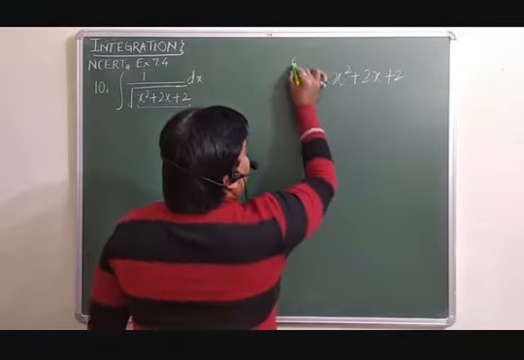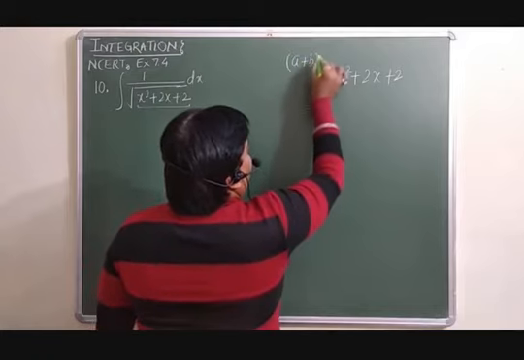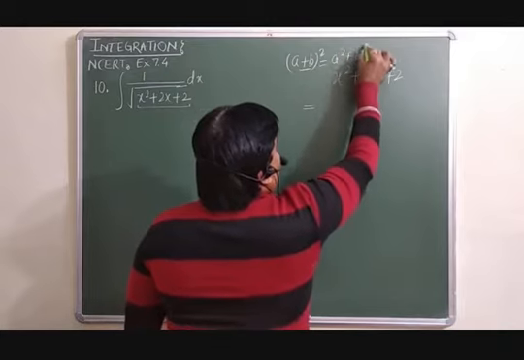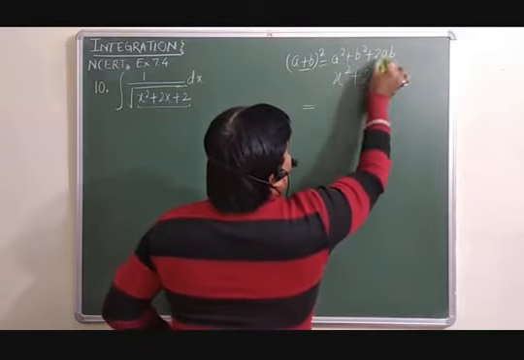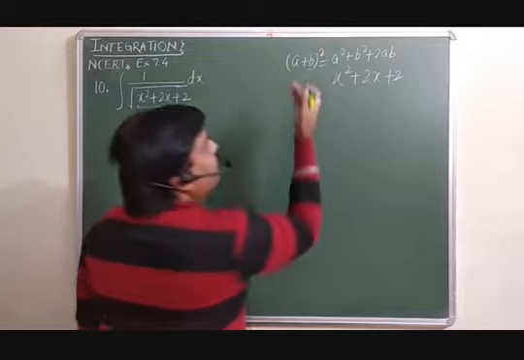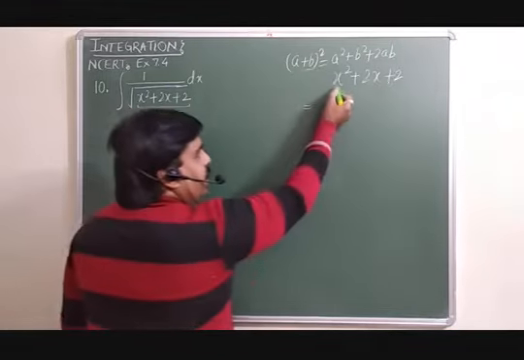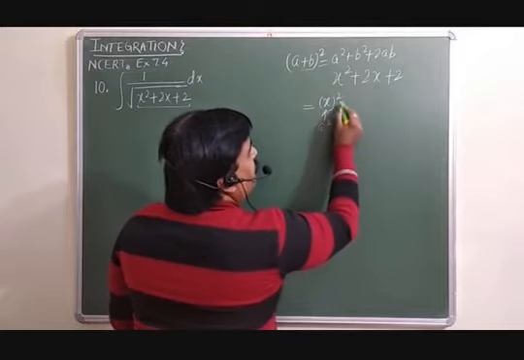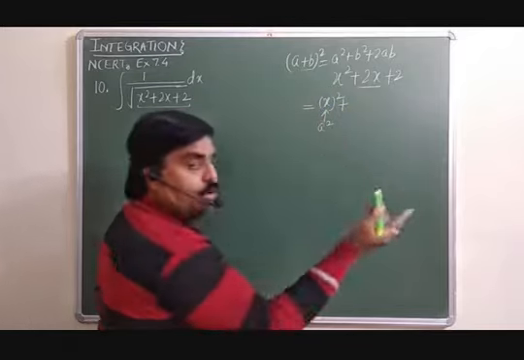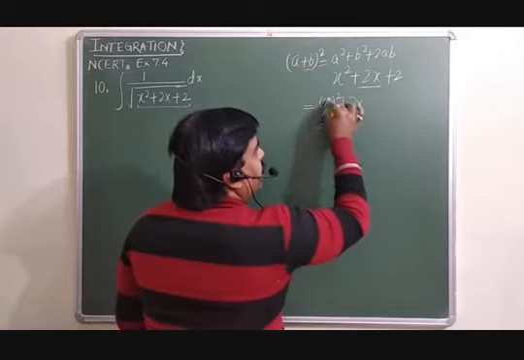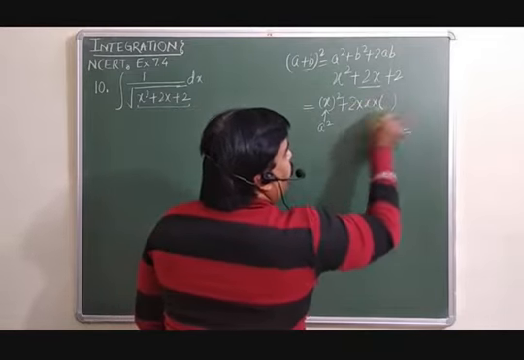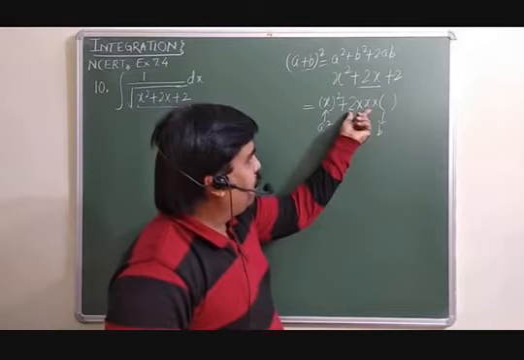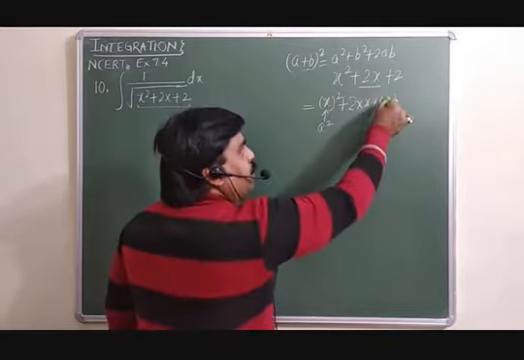We want to write it in the form of a plus b whole square, or minus, that depends on the terms which are given. Here everywhere it is plus, so we will try to write it in the form of a plus b whole square. Look, this is x whole square, so this is in place of a square. This is in place of 2ab. So 2 into a is x and b. What we will write for b is, whatever number we put, if you multiply it by 2x, you must get this one. So it means b must be 1.